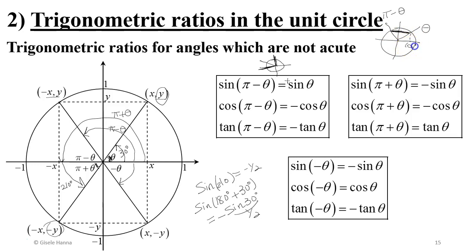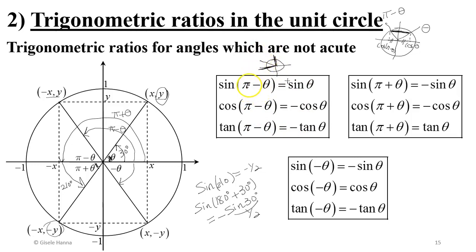However, this is cosine theta. This is cosine of pi minus theta. You notice that it's the same distance, but one of them is positive and the other one is negative. So cosine of pi minus theta is the opposite of cosine theta. Okay, so this is in fact a quick way for you to determine the sign. But please do not just think that the pi is disappearing anywhere.